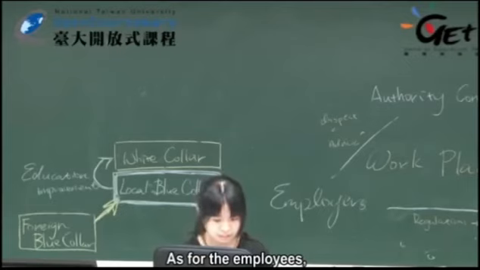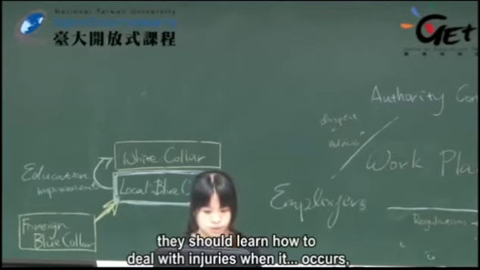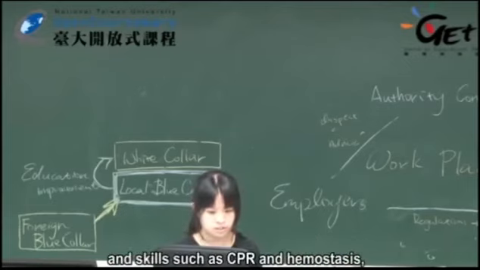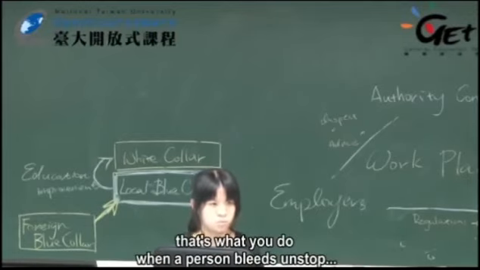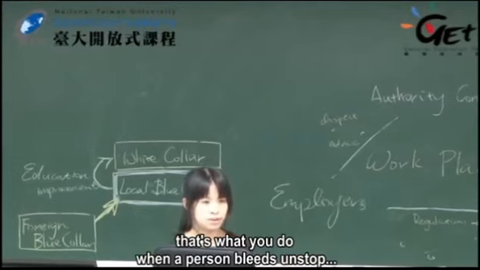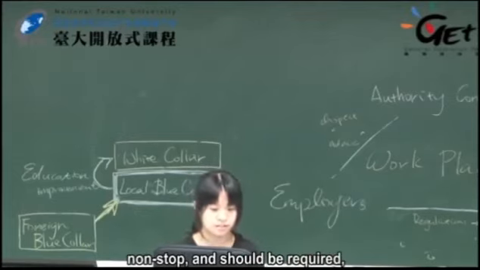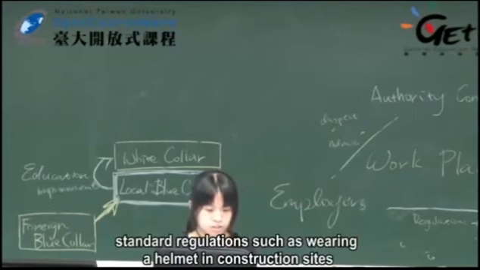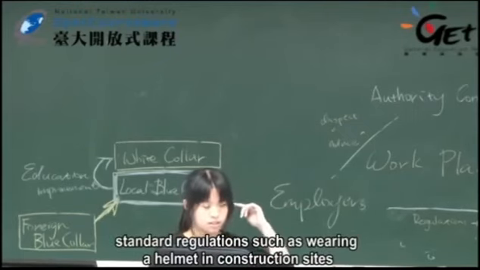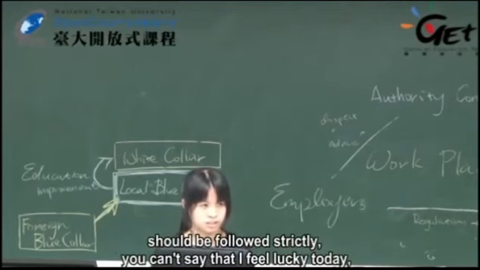As to the employees, they should learn how to deal with injuries when they occur. And skills such as CPR and hemostasis, that's what you do when a person bleeds unstoppably, should be required. Standard regulations such as wearing a helmet in construction sites should be followed strictly.